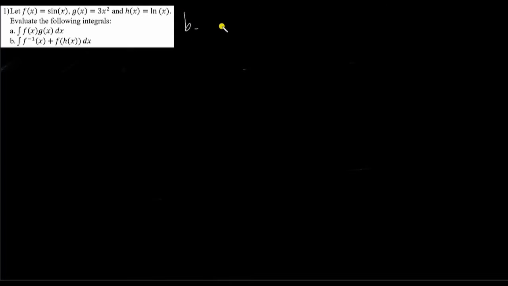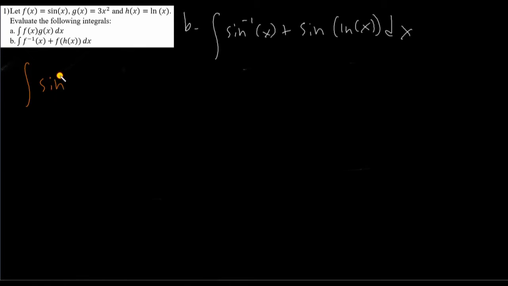Okay, so part 2, we're asked for the inverse of sine of x, plus f of h of x, so sine of the natural log of x. Okay. So now let's put this into two different integrals. I'll use orange for the first one. And then after that we'll solve the second integral, and then we'll add those two together.